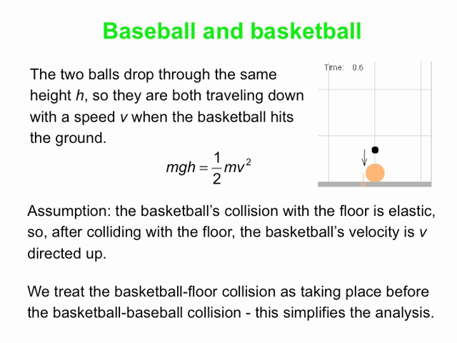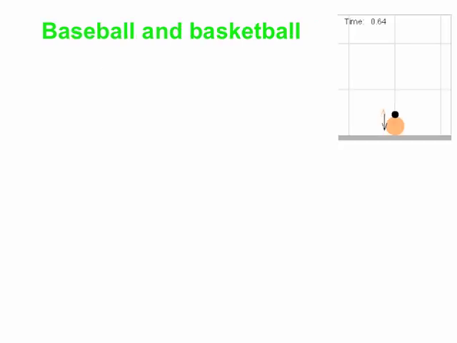Again, we do this basketball-floor collision as if it happens before the basketball-baseball collision. Don't worry about the fact that they basically happen simultaneously; we're keeping our life simple by splitting them up. So now we've got the baseball and the basketball both with a speed v, with the basketball now going up and the baseball coming down. Now there's a collision between the basketball and the baseball.